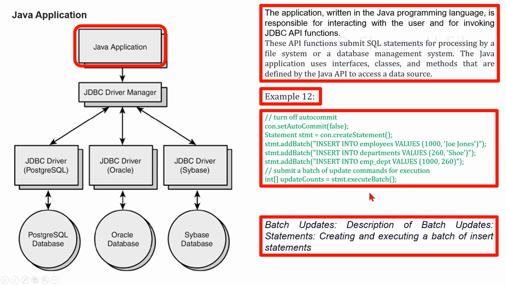Although the focus of this section is on using statement objects to do batch updates, the discussion that follows applies to prepared statement and callable statement objects as well. Note, if your database supports returning an update count that may exceed Integer.MAX_VALUE, use the method executeLargeBatch. Here we turn off autocommit.